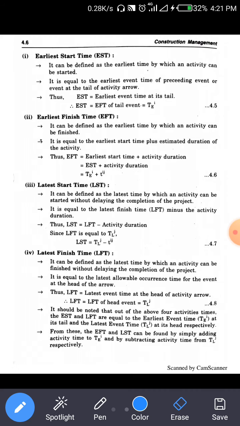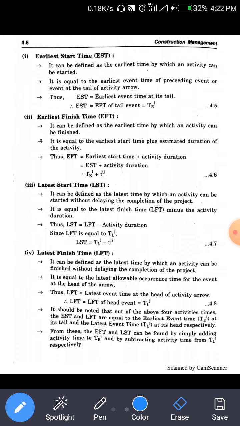What is EST? EST is the earliest starting time, which can be defined as the earliest time by which an activity can be started. It is equal to the earliest event time of the preceding event, or the event at the tail of the activity arrow. So EST is the earliest event time of its tail, and EST is equal to TEI.